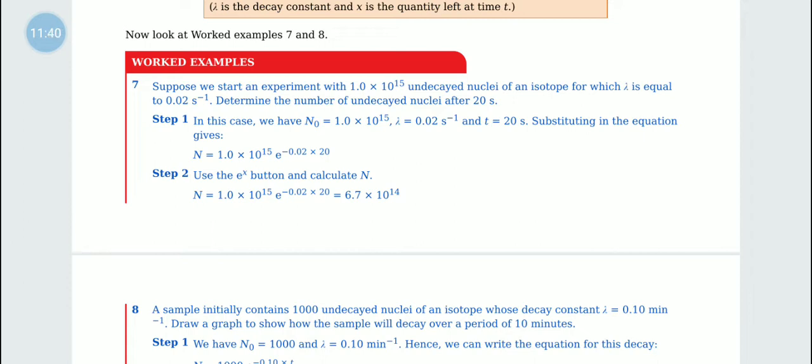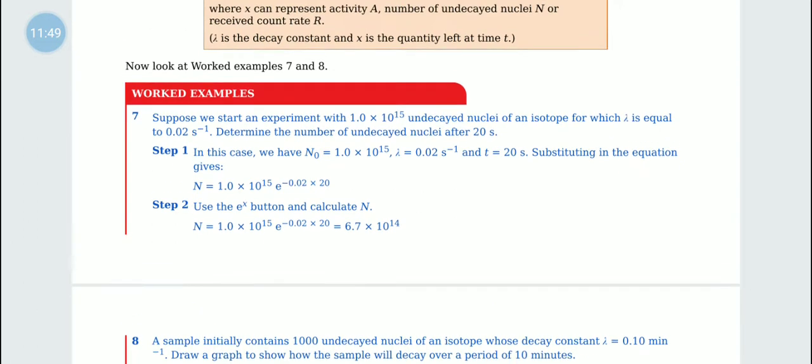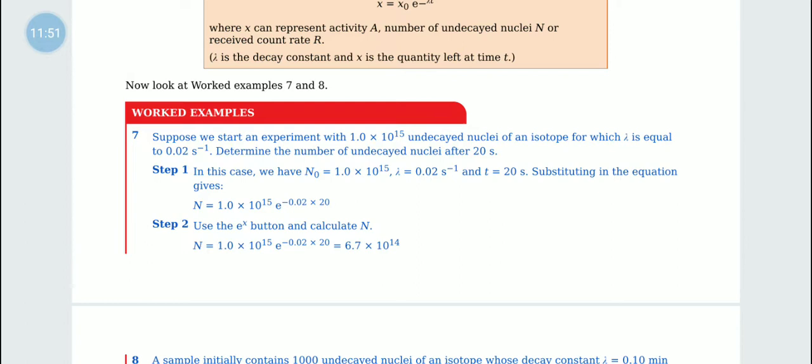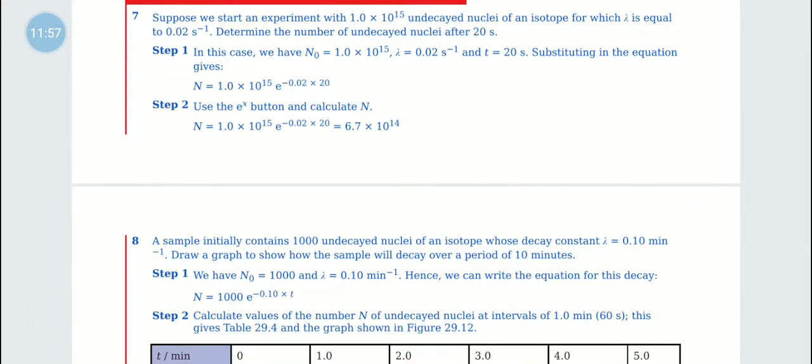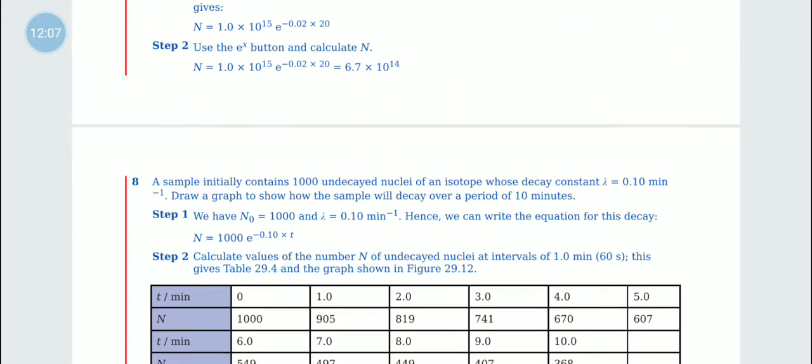So we substitute into the equation: N equals N0 e to the power negative lambda t. In here, instead of X, we replace it with N. Then we use the e^x button and calculate N. Then we will get 6.7 into 10 to the power 14. If you have any doubts, please ask.